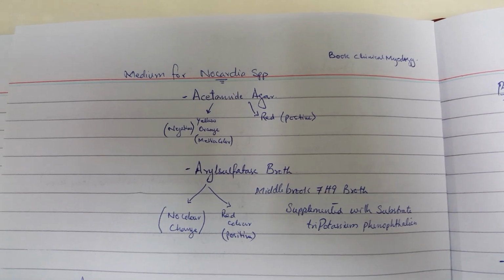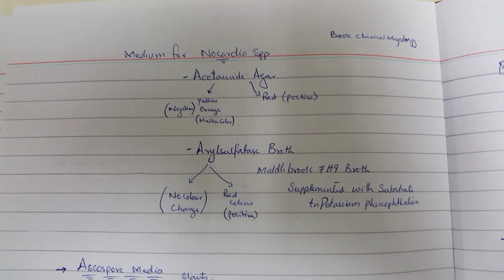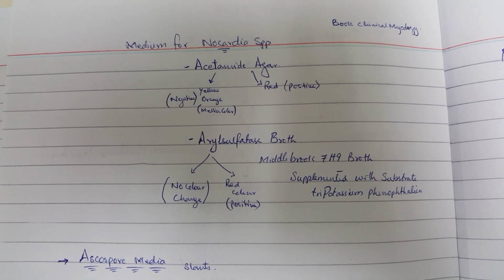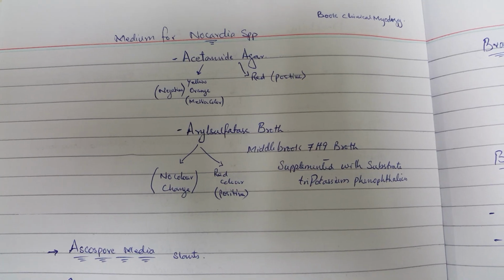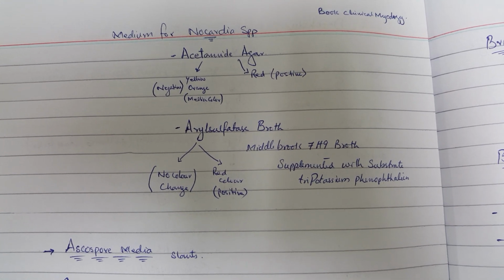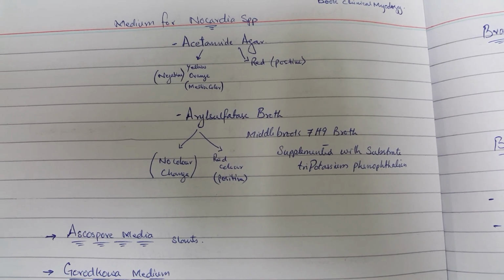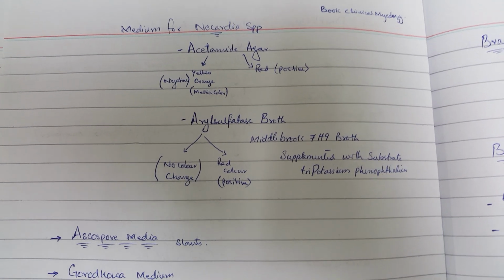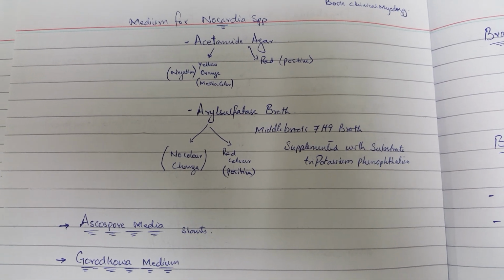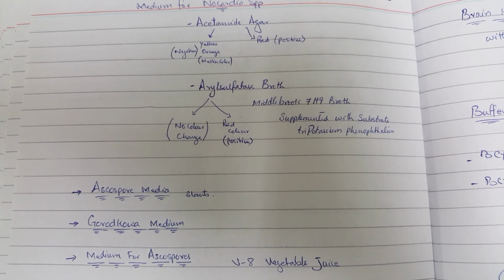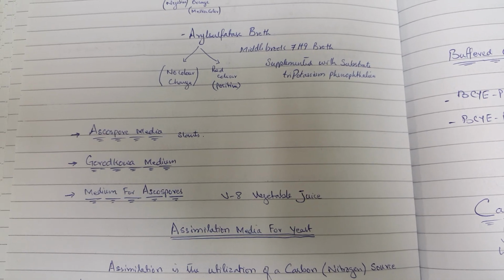For identification of Nocardia species, we use acetamide agar. In acetamide agar, the red color indicates the presence of Nocardia, while yellow-orange is considered negative. Arylsulfatase broth or Middlebrook 7H9 broth supplemented with the substrate potassium phenolphthalein also produces the same color change. If it is red, then it is considered Nocardia species, and if there is no color change, it is considered negative. Ascospore media is mostly used in slants, and a medium for ascospores is V8 vegetable juice medium.